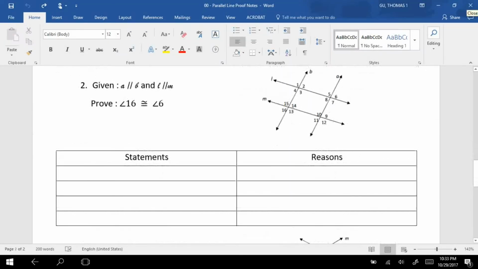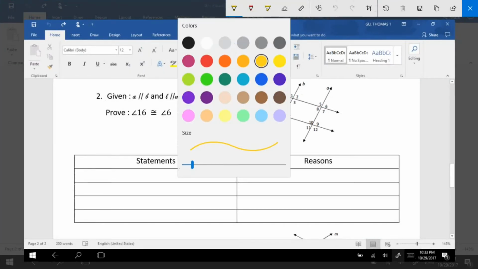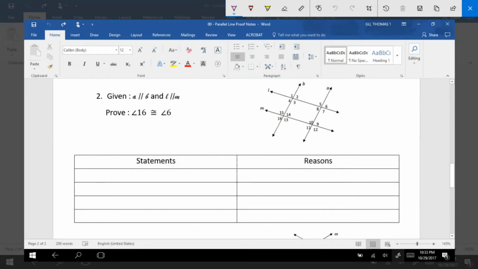All right, so what's the first thing that we're going to do? Label. So A is parallel to B, so A and B, that's right here. And L is parallel to M. Okay, and they want us to prove that angle 16, that is right here, is congruent to angle 6, that is right here. All right, and then we have 4 boxes, and we're going to need 4 reasons.